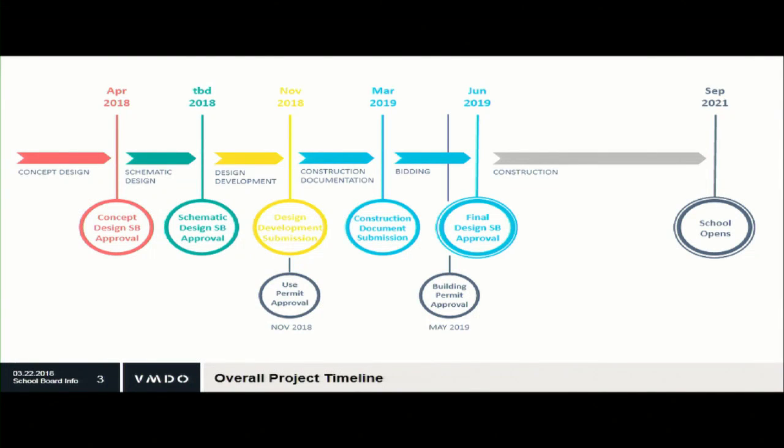Yes, this final design, school board approval, is this the guaranteed maximum price milestone? That's correct. Okay. And so before we get there, we're here today on concept design, followed by schematic design, followed by use permit application, followed by construction documents, followed by guaranteed maximum price. You got it. Right, and they all have opportunities for the price to go up.